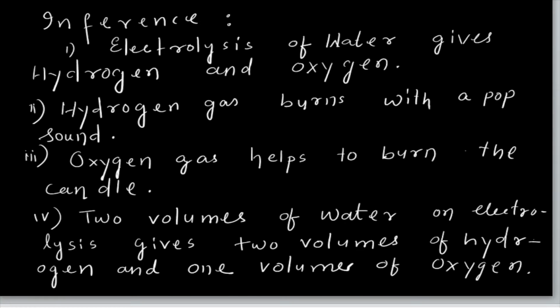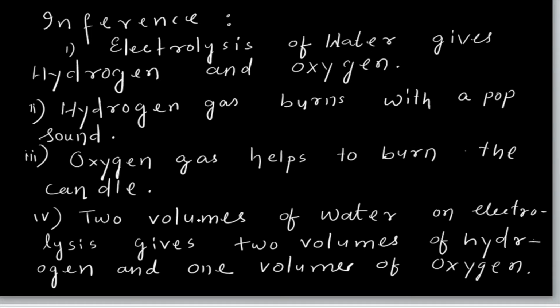Come to the inference. In the inference, what do you learn? What is the main characteristic of the electrolysis of water? Electrolysis of water gives hydrogen and oxygen, as I told before. That is inference number 1. The second is that hydrogen burns with a pop sound, because the property of hydrogen is that it always burns, but oxygen helps in burning. Oxygen gas helps to burn the candle, or you can say a matchstick also burns with the help of oxygen gas.